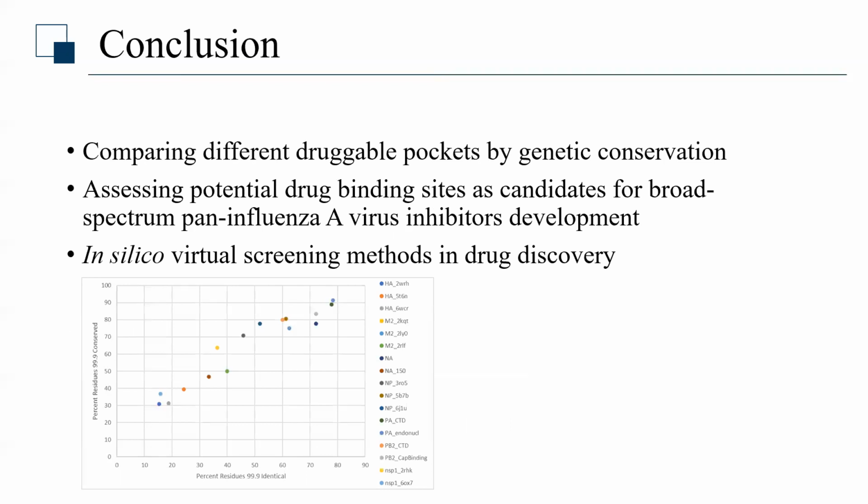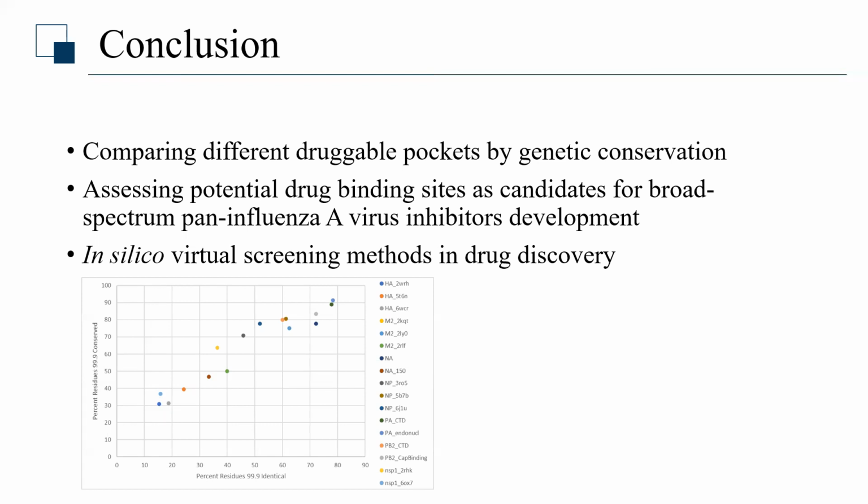So in conclusion, because our project has been focusing on the analysis of the influenza A pocketome, the results can be summarized by comparing different pockets by genetic variation. The graph depicted can help us assess which target may be a good candidate site for the development of pan-influenza A virus inhibitors. So all of these pockets shown are druggable. In particular, we find from the figure that the polymerase acidic protein and also the polymerase basic protein 2 pockets are among the most conserved across the influenza A strains. And that indicates that pharmacologically targeting the viral RNA transcription and translation process will be a promising avenue for the discovery of pan-influenza A drugs, as these two protein pockets are involved in those processes.